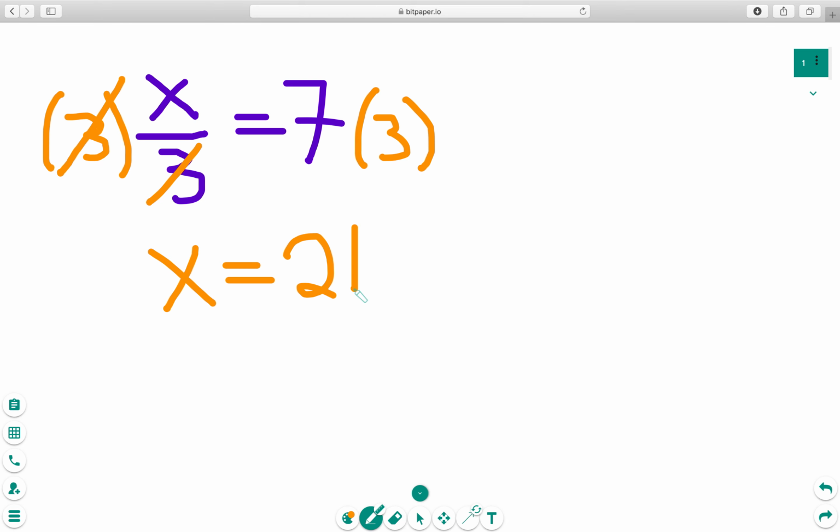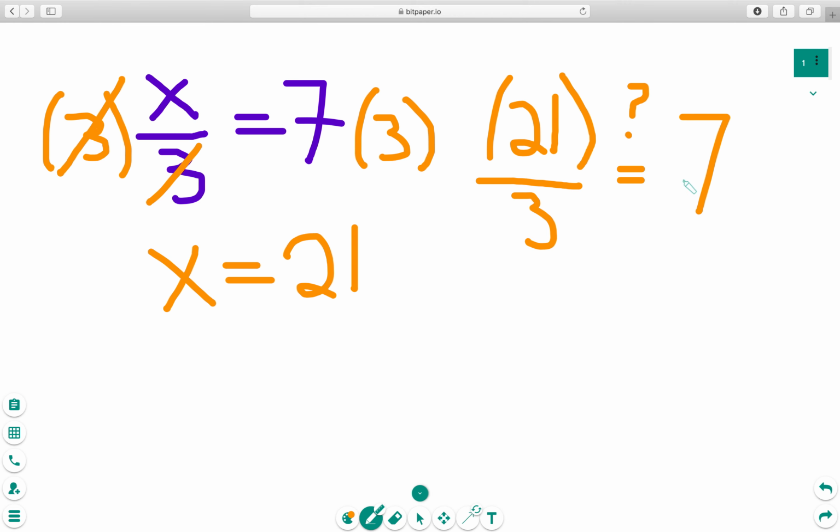So now we want to check our work. So we plug in x as 21. So our original equation was x divided by 3 equals 7. So we're going to do 21 divided by 3. And we're going to check if that is equal to 7. So 21 divided by 3 is 7. And 7 is equal to 7. So that is correct.